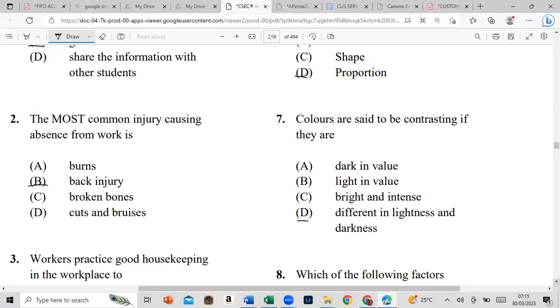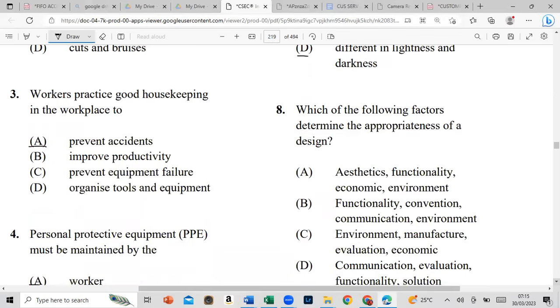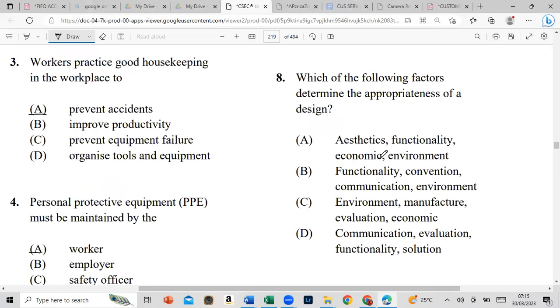Number 8. Which of the following factors determine the appropriateness of design? A. Aesthetic, functionality, economic, environment. B. Functionality, convention, communication, environment. C. Environment, manufacture, evaluation, and economic. D. Communication, evaluation, functionality, solution. What's the answer for that, guys? Aesthetic, functionality, economic, environment. So number 8 is A.